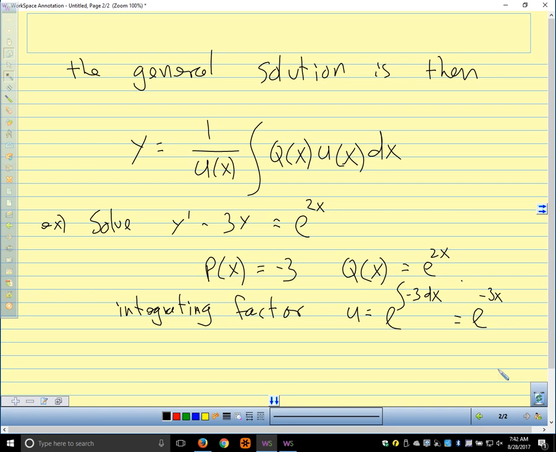Oh, u of x, yes. I just forgot to put our variable there. All right, so the solution.